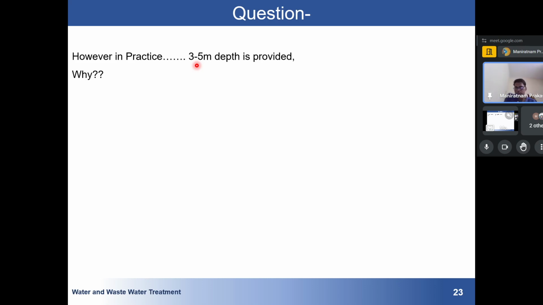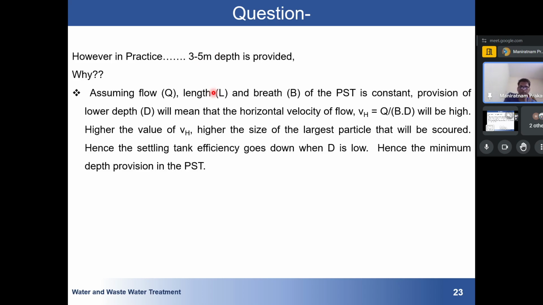I'm answering two questions. First question: if depth is not important in design of a sedimentation tank as a settling zone, then can we keep our depth as deep as we want? If not, then why? And in other form, the same question can be asked: in practice, what is the depth of this primary sedimentation tank and what is its range? The range is 3.5 meter. The reason why we are keeping 3.5 meter, I have written down here.